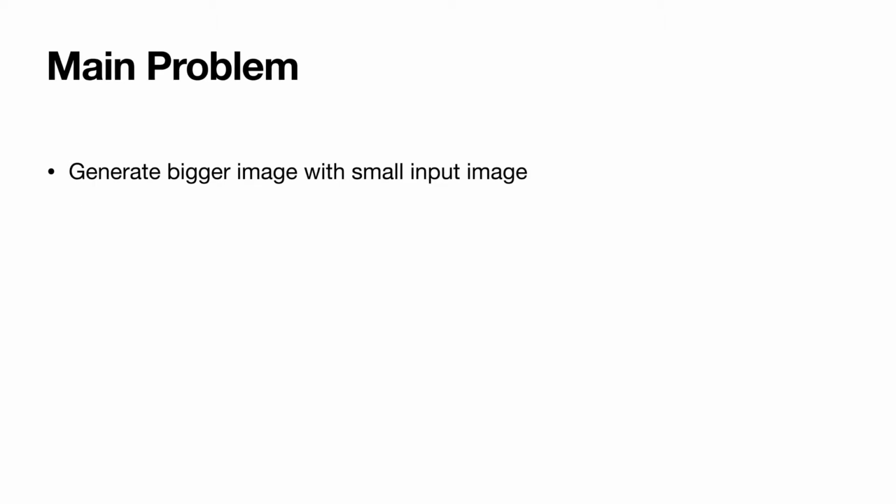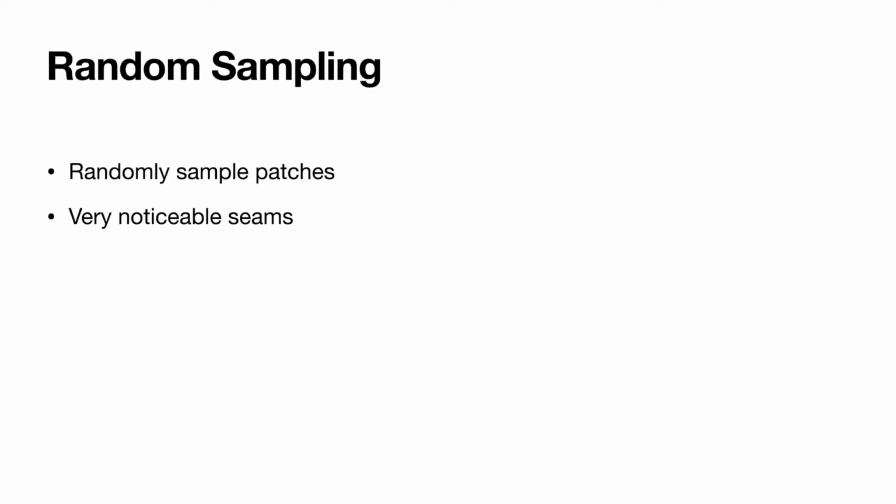The main problem of this project is to sample patches from the input image and then put them together as a bigger image while keeping the original texture of the input image. To do this, we implement the method in 3 steps. The first method is random sampling.